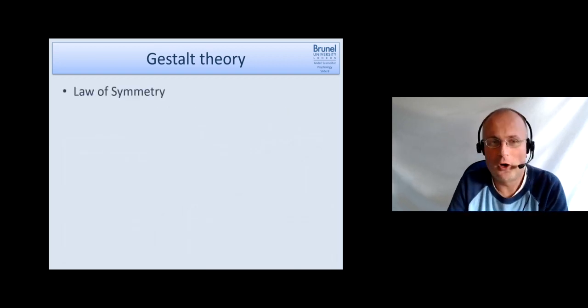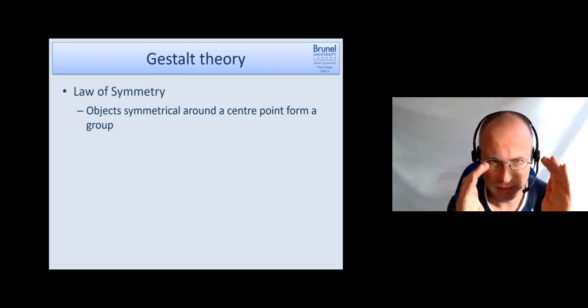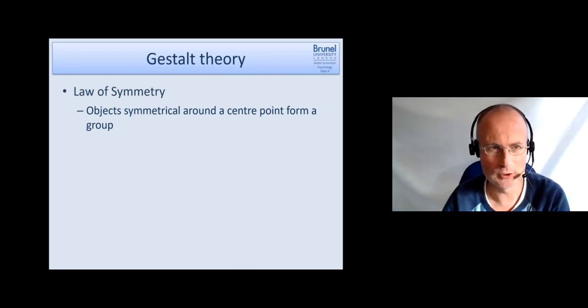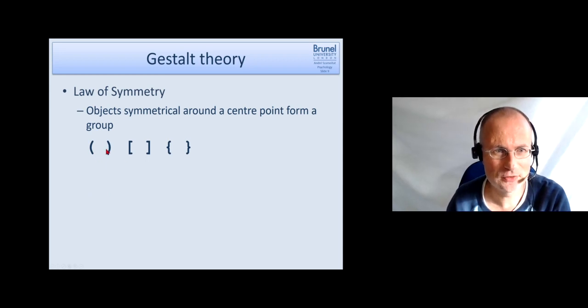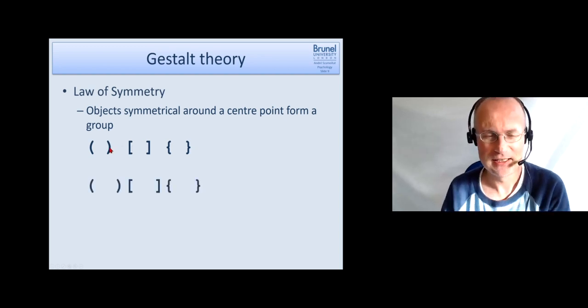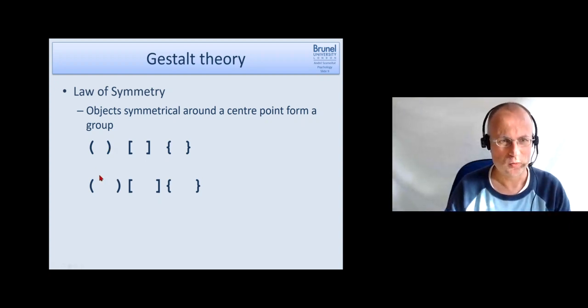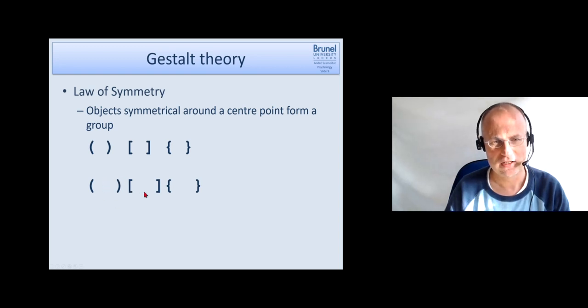Another law is the law of symmetry. This states that objects which are symmetrical around a center point form a group. That's very easy to demonstrate. You see here, these automatically form groups, although they are all roughly equally spaced. You don't group these two together. That one's an interesting one. Most people would still group these parentheses as one group, the square brackets as another group, and the curly brackets as a third group, because of the law of symmetry.